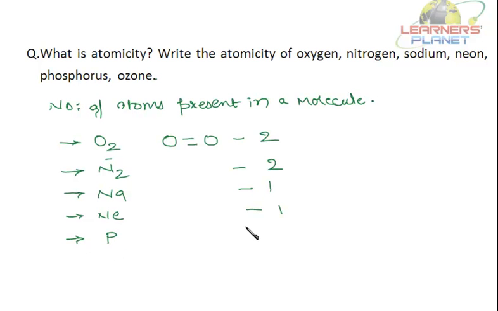Phosphorus. In this case, 4 atoms of phosphorus link together and form a phosphorus molecule. So what is the atomicity over here? It's 4. Ozone. Ozone is O3. So what is the atomicity? 3. So what do you mean by atomicity? It is the number of atoms present in a molecule.